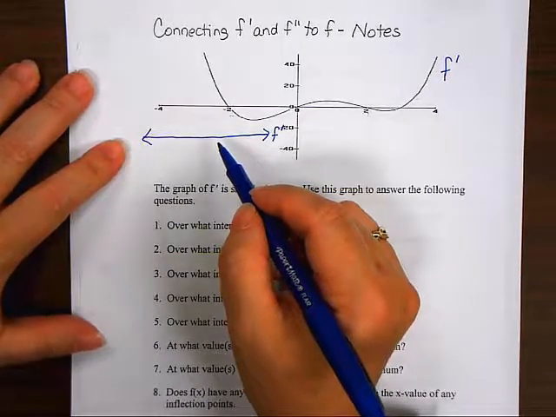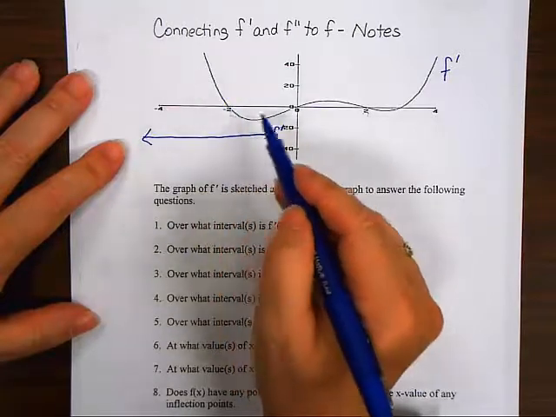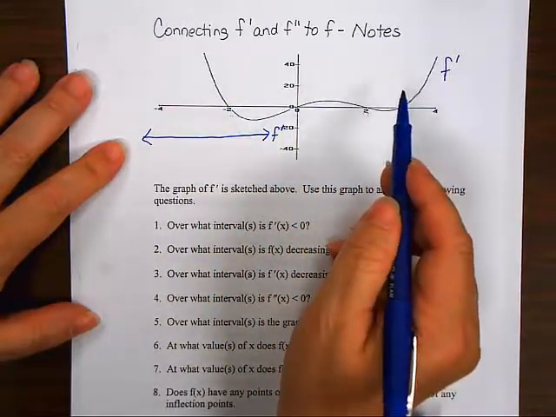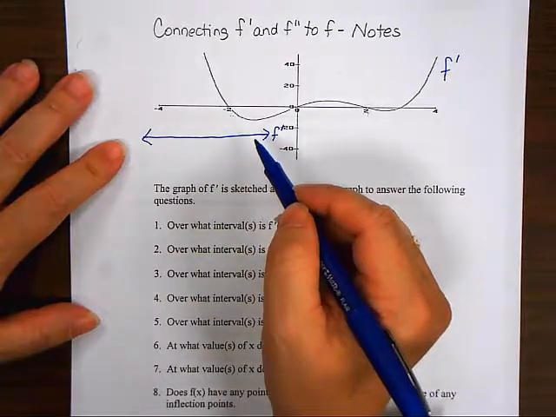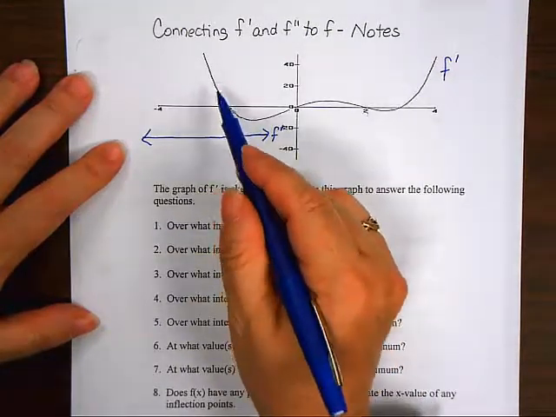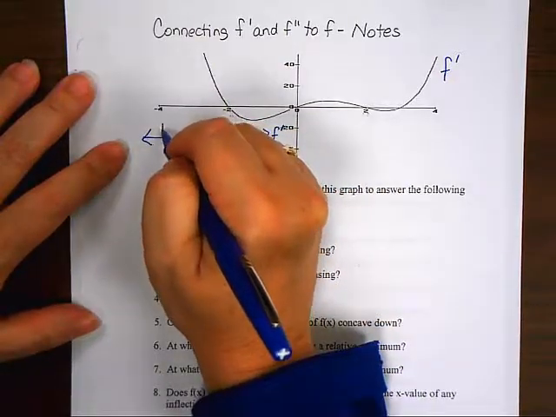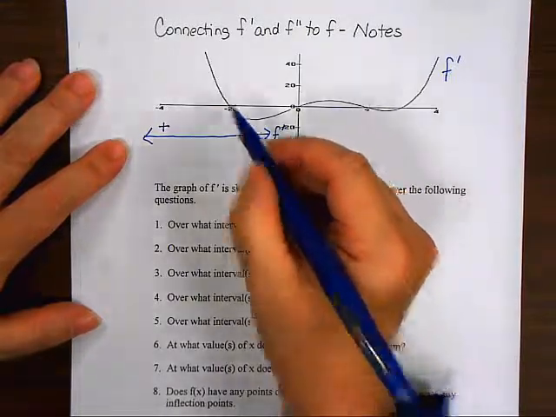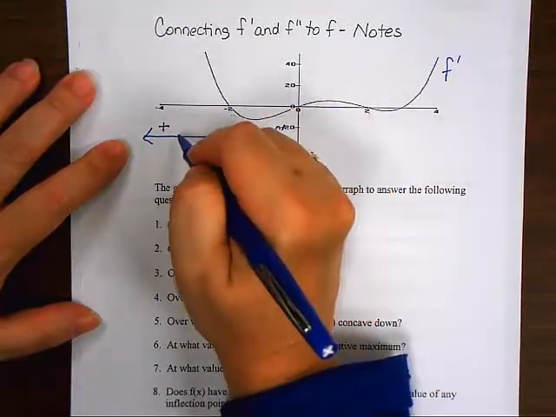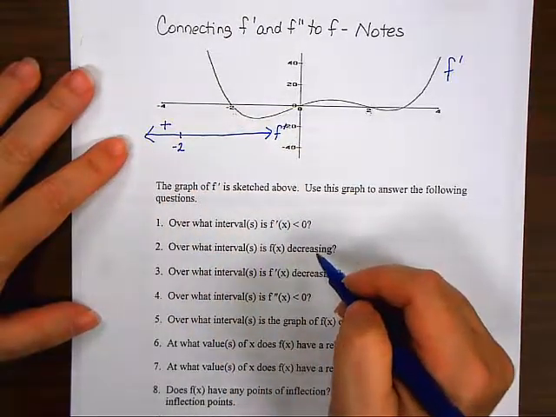So what you need to do at this point is to look at this and talk to yourself about what you see on F prime. Where is it above the x-axis? Where is it below the x-axis? So this graph of F prime starts where? Above the x-axis. So we put a plus sign for that because it's a positive graph. And it is positive until you get to -2. So I write the number -2 on the line.